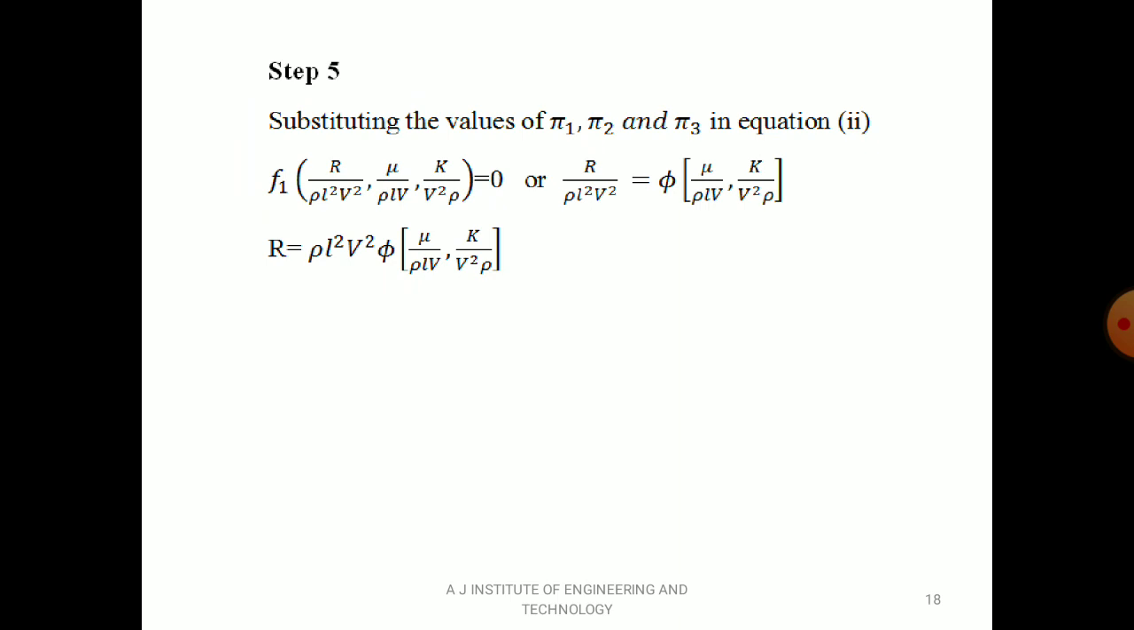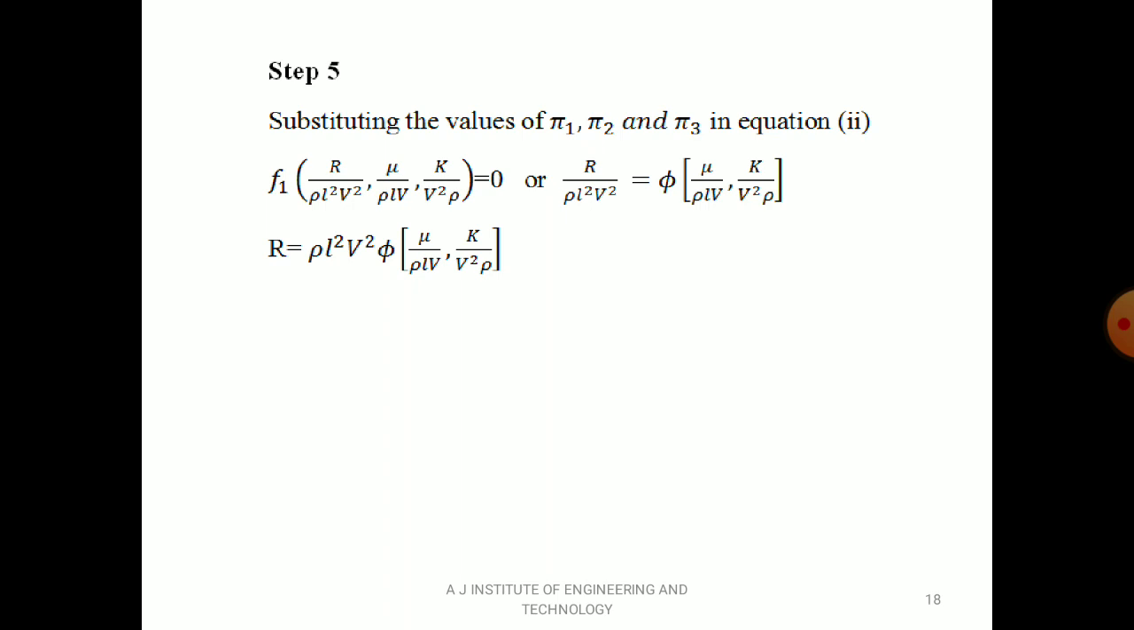Next, the last step, step 5: substituting the values of pi 1, pi 2, pi 3 in the second equation. So F1 of pi 1 comma pi 2 comma pi 3 equals 0, that is the second equation. So F1 of R divided by rho L square V square comma mu divided by rho LV comma K divided by V square rho equals 0.